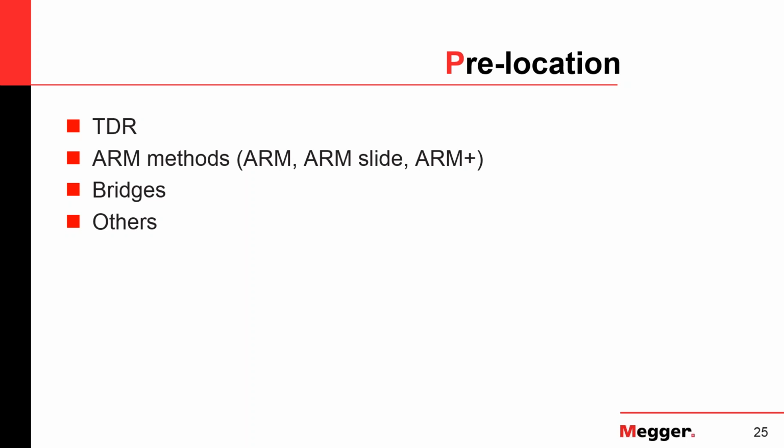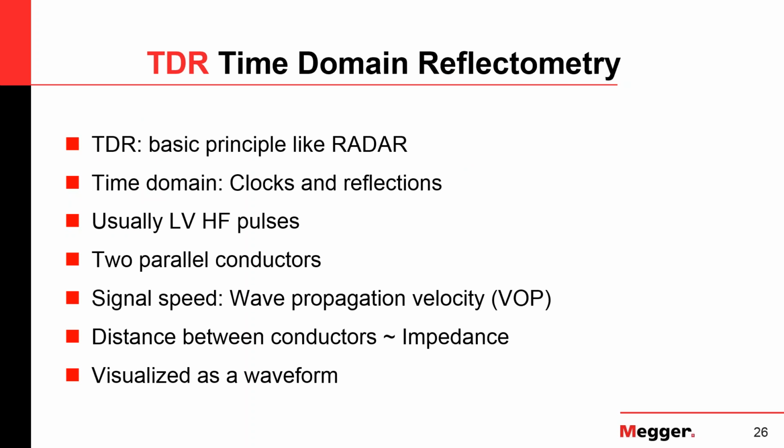But just to give you an idea, bridges are typically for the faults where you cannot use the arc reflection methods and you cannot use the TDR. So they fill a specific niche, and pretty much the territory in between a very low resistance fault and a high resistance fault that cannot be addressed with the arc reflection method. And then there are other methods, like for instance the ICE method or the decay method. That is all pre-location. So let's start with the TDR.